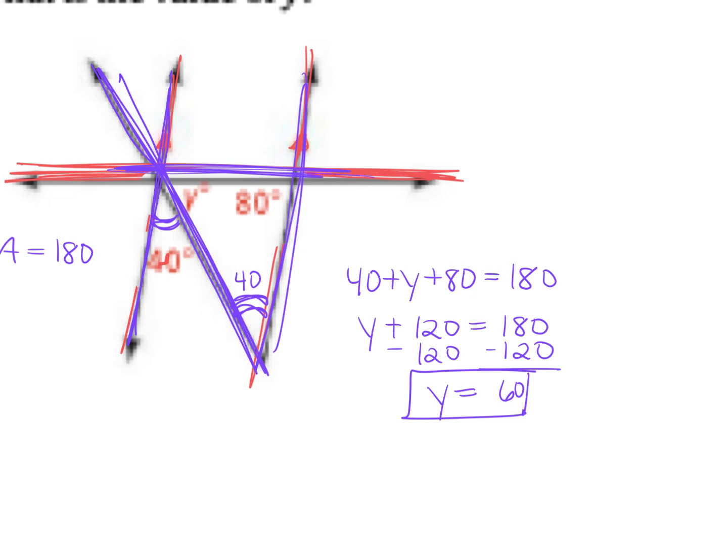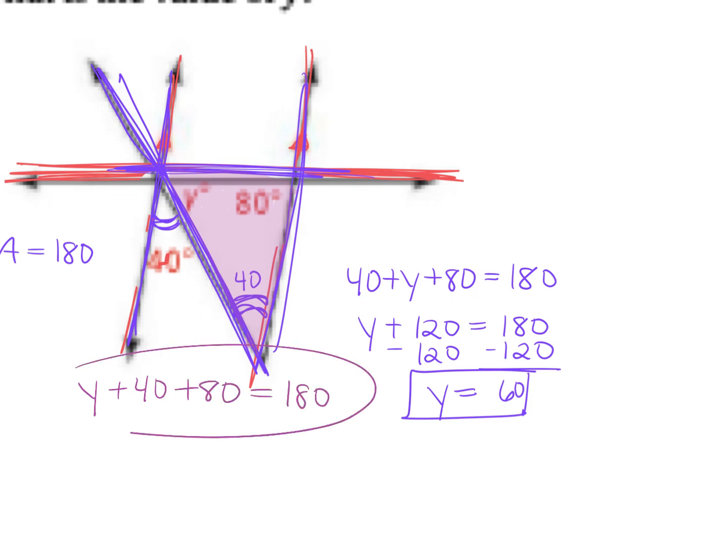What do you see? Do you see this? The whole thing, what shape is it? It's a triangle. What do you know about a triangle? It has three sides. Do you know what their angles add up to? A triangle always adds up to 180. So if that's my triangle, then y and 40 and 80 would have to equal 180. Well, look at this, that is that, just in a different order.